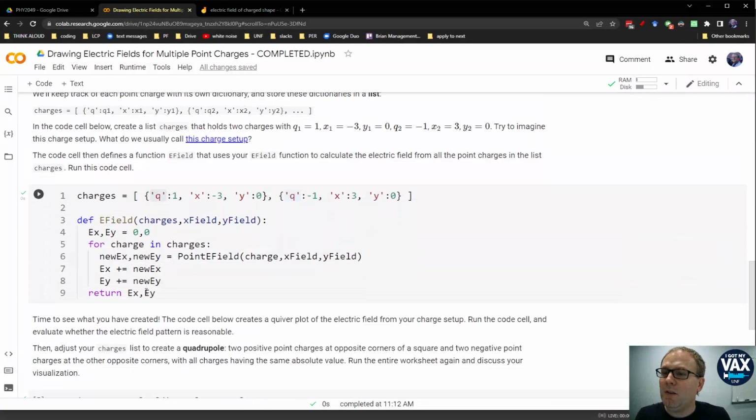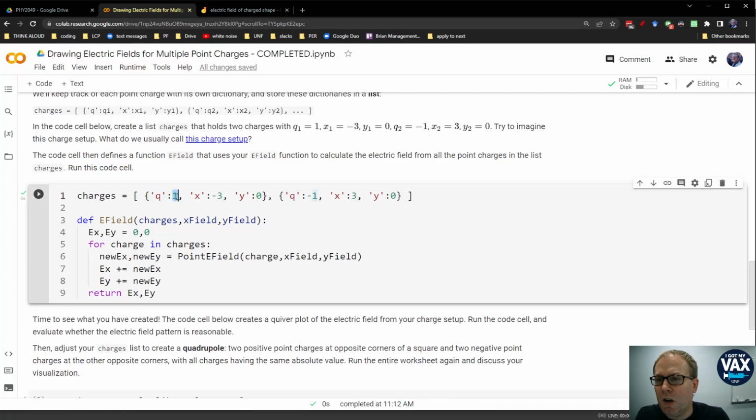All right, so with that defined, we need to start setting up our charges. I'm setting up a scenario here where I've got one charged particle of Q1, one charged particle of Q -1. What I'm doing here is setting up multiple dictionaries. So I've got one dictionary here, I've got another dictionary here, and by separating them by a comma, I'm creating a list of dictionaries. I'm saying I want charge 1, charge 2, charge 3, charge 4, however many you want. You could keep adding curly braces to add more charges.